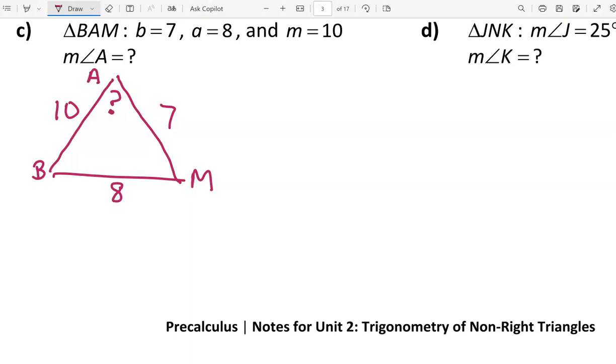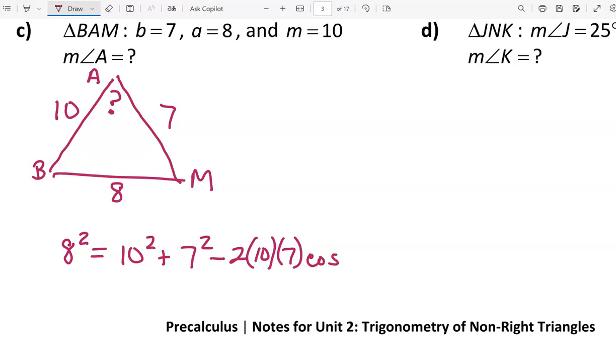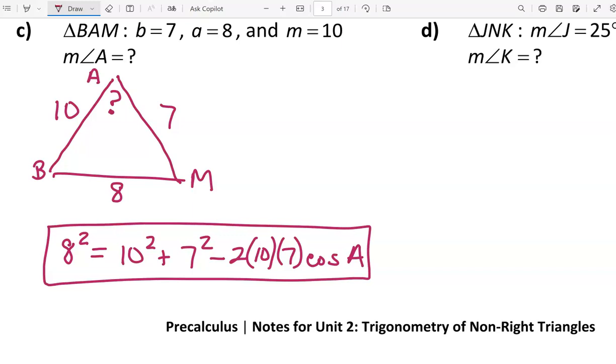The squared side that we start with, all by itself on one side of the equation, is 8 since it's opposite the angle in question. So 8 squared is equal to 10 squared plus 7 squared. It's going to start like the Pythagorean theorem, minus 2 times 10 times 7 times the cosine of angle A. And there's the equation that we could solve for the measure of angle A.